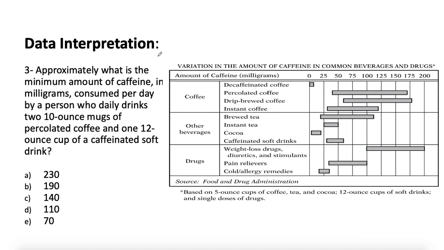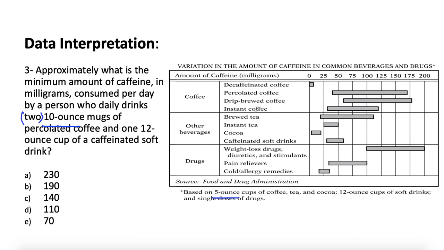Okay, now let's move further. The question states: approximately what is the minimum amount of caffeine in milligrams consumed per day by a person who daily drinks 10 ounces mug of percolated coffee. Now here is the trick. The question asks for 10 ounces, but in actuality we are given 5 ounces.